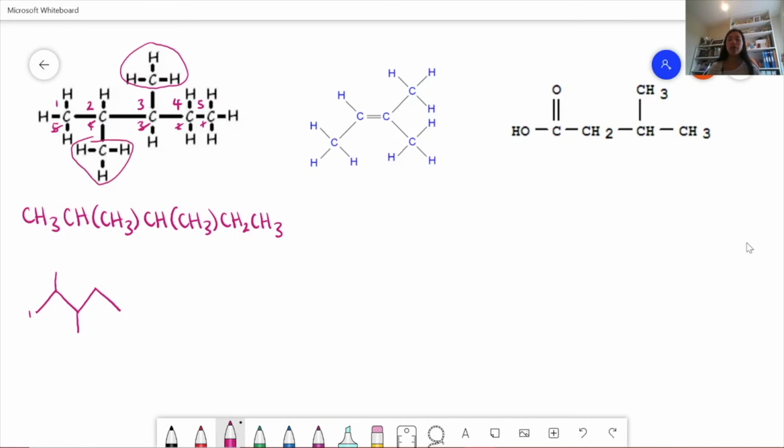And so what we do now is we list out the numbers and the methyls. We also need to remember to use the prefix because we've got two of the same branch group. So we have to use the prefix di. So the name of this molecule would be 2,3-dimethylpentane.